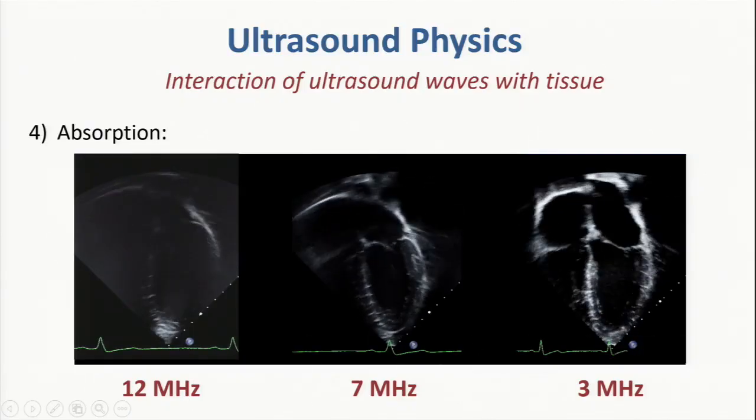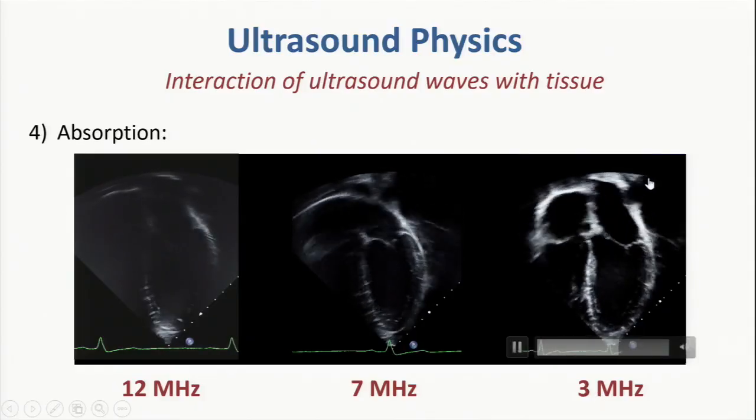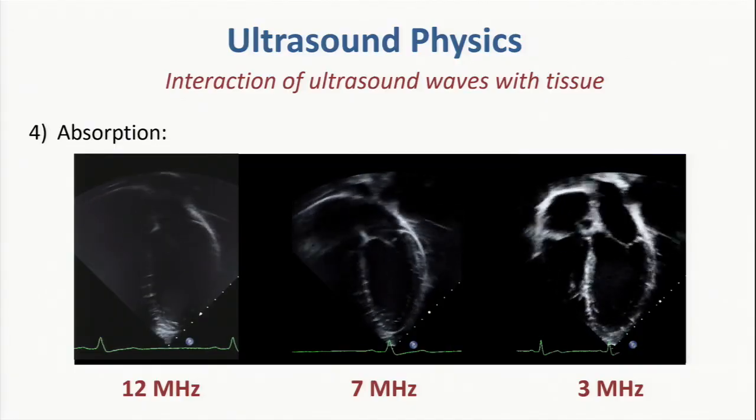We have different frequency transducers. So we have a high frequency, a mid-range frequency, and a low frequency transducer. What happens is at high frequencies, the sound waves attenuate more and you get less tissue penetration, whereas when you use the 3 megahertz, the low frequency transducer, there's less attenuation, and so you get better penetration of the tissues, and you can see in the far field better. So less absorption with the 3 megahertz or the low frequency transducer gives you that better penetration.